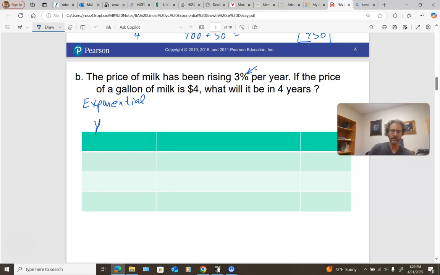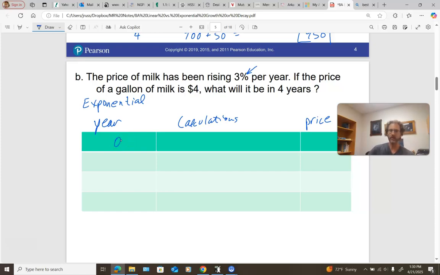All right, well, I'm going to do this one the same way. We'll start with the year. This will be for our calculations. And then over here, this will be the price after each of these years. Okay. So if the price of a gallon of milk starts out at $4, what's it going to be in 4 years? Okay, so I'll start at year 0 again.